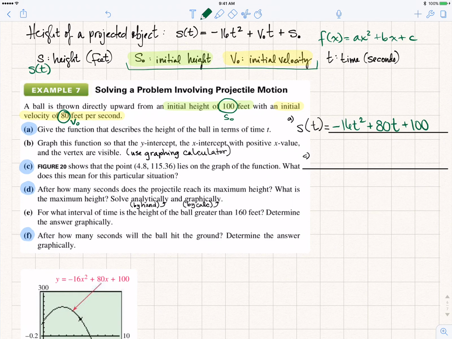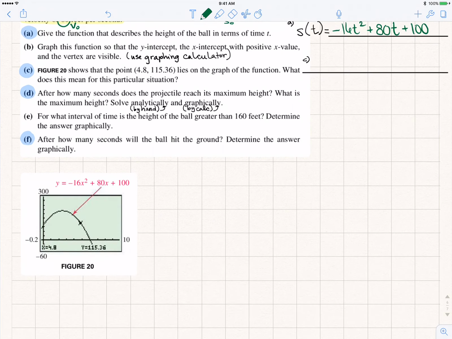Look at part C. Part C says that we're showing this coordinate 4.8, 115.36, and it says that it lies on the graph. Take a look at the figure down below the question, and you'll notice here that I have this coordinate marked, and it is the coordinate 4.8, 115.36. The question is, what does this mean?